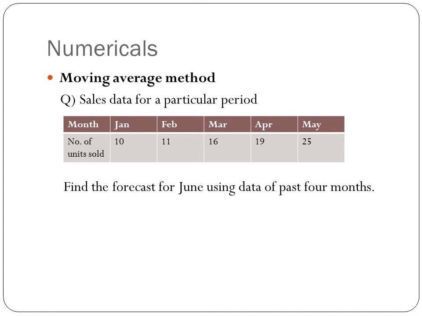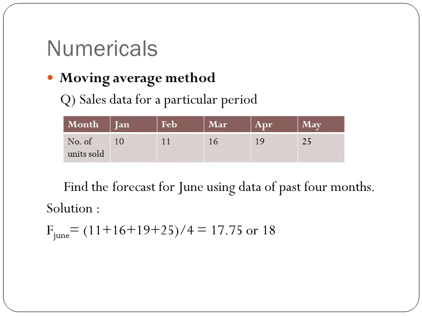Here you have 5 months, January, February, March, April, May. But we have to calculate using only the past 4 months. Then which months would we consider? The latest 4 months, that is May, April, March, February. These are the latest 4 months.